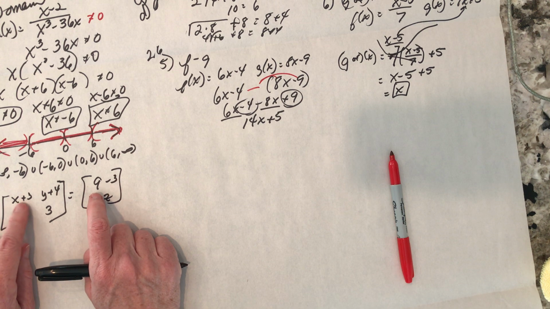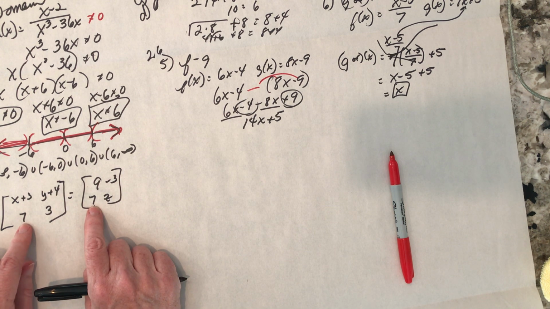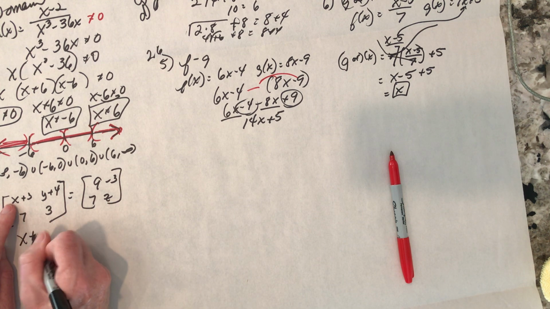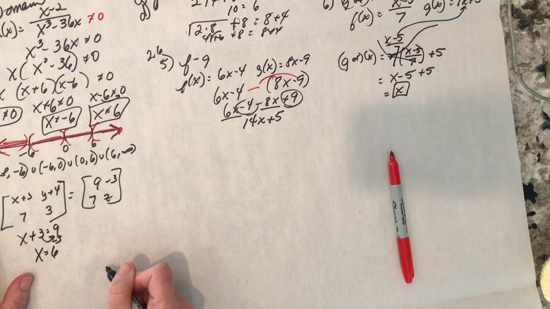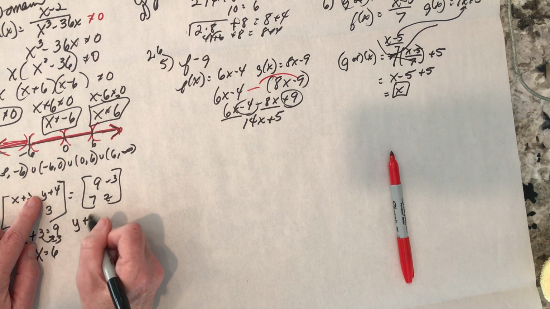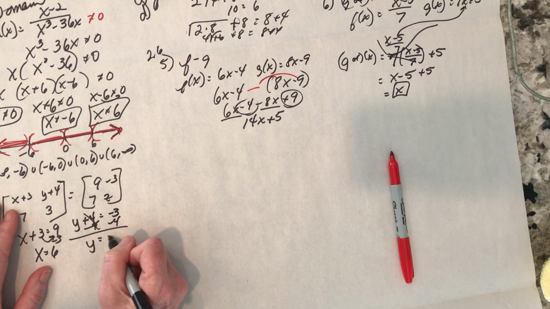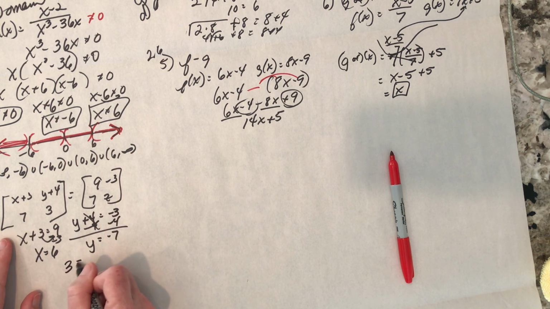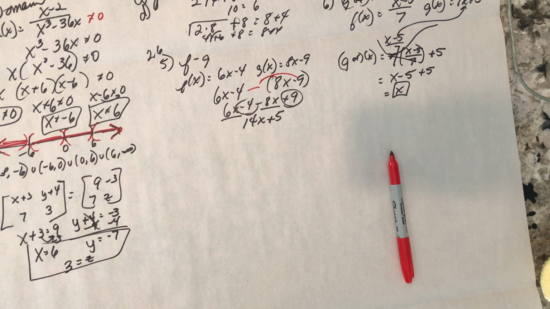So x plus 3, the first term, matches to the 9. Y plus 4 matches to the negative 3, 7 matches to 7, and 3 matches to z. So let's find each of them. X plus 3 equals 9, move that 3 over, so x equals 6. Y plus 4 equals negative 3, move the 4 over, so y equals negative 7. And then 3 equals z. So there are the 3 answers: 6, negative 7, and a positive 3.